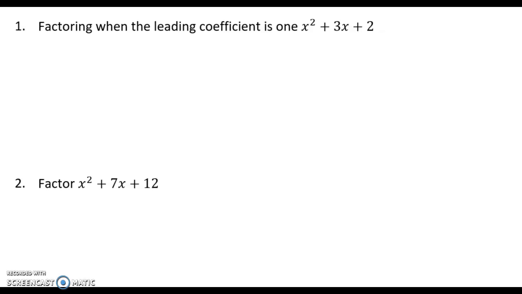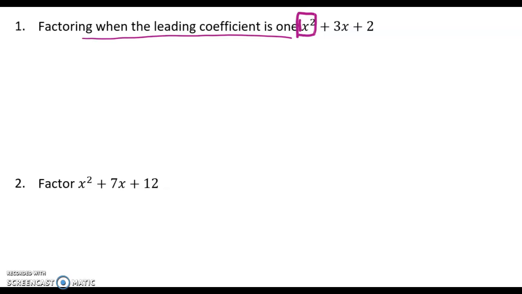Alright, so this video is going to be showing you how to factor when the leading coefficient is 1. So the leading coefficient in a quadratic is the number in front of x squared. So here we have x squared, and the number in front of that would be 1. Okay, so that would be factoring when the leading coefficient is 1.